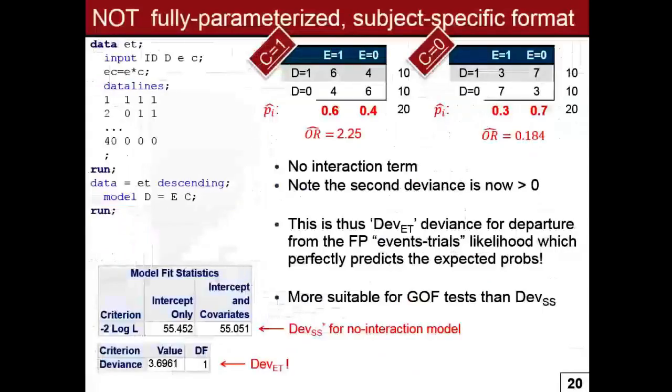So we kind of ended off last time talking about the Hosmer-Lemeshow test, and we'll finish that up. But right before that, we were talking about this other method for conducting the goodness of fit test, which was a deviance test using this thing called deviance events trials.